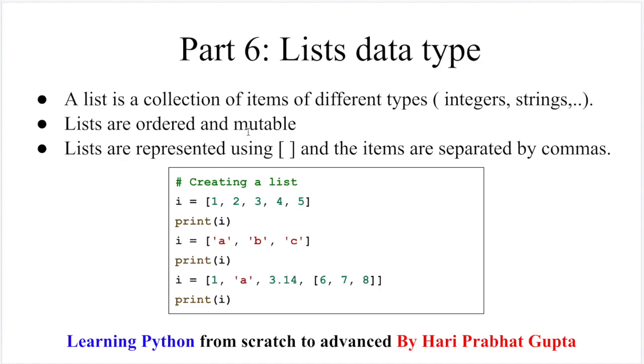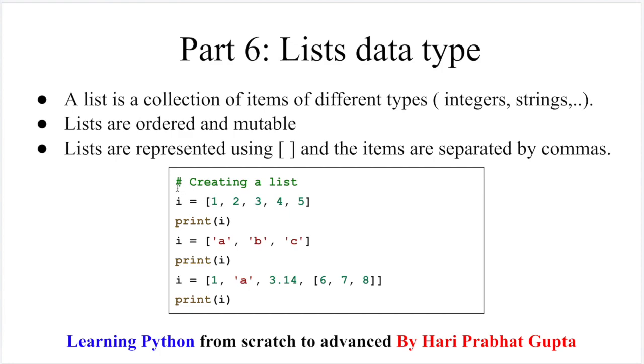Mutable means you can add and you can remove items in the list. Tuples have no feature for addition or removal of items. The third one is that a list is represented using this type of braces. If you find these braces, it indicates that this is a list, and whatever items or elements are inside the list you separate by commas. So commas separate the elements in the list.